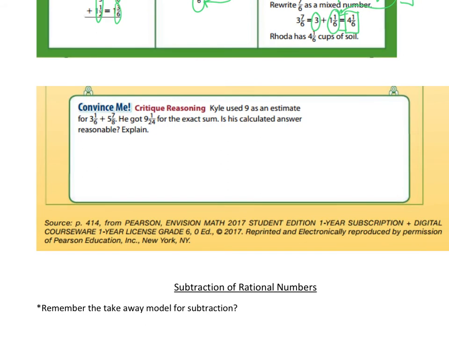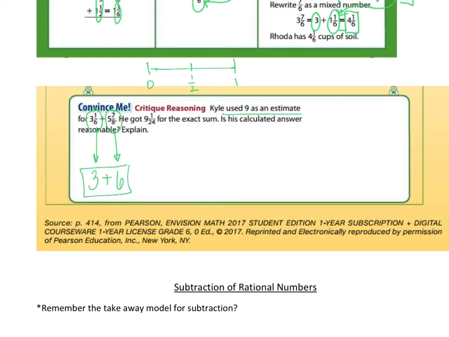So you're supposed to try this. Let's see, Kyle used 9 as an estimate for 3 1/6 plus 5 7/8. So remember those benchmark fractions we were talking about, between 0 and 1, well, closer to 0, closer to a half, or closer to 1. So when you're looking at 1/6, 1/6 is so small, so I'm going to estimate that to be about 3. And then 5 7/8, 7/8 is a lot of the whole, so that's going to round up to 6. So you can see where his 9 was coming from as his estimate.